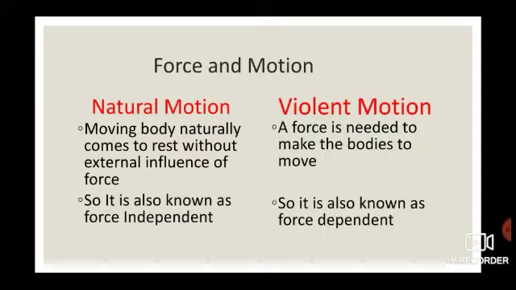The second one is violent motion. A force is needed to make the bodies move. So it is also known as force dependent. For example, if we want to move a ball, we kick or throw it, and only then does it move from one place to another place. So it needs some external force for its motion.